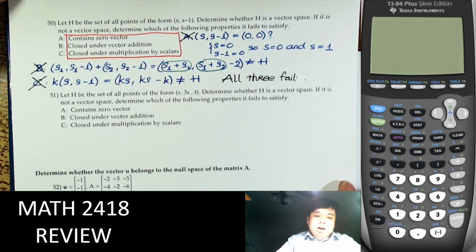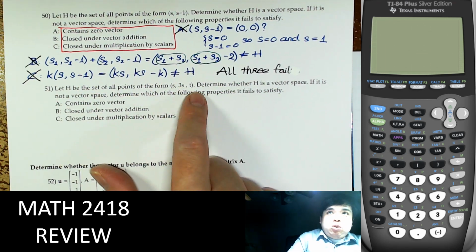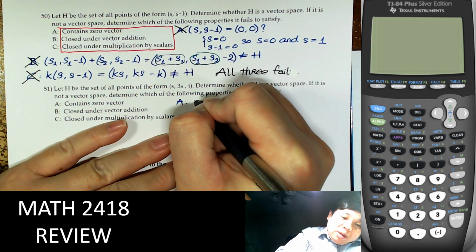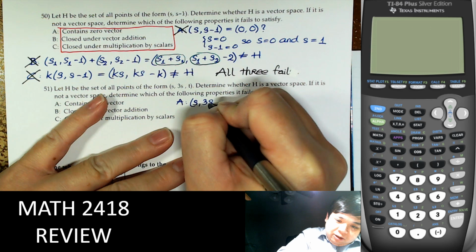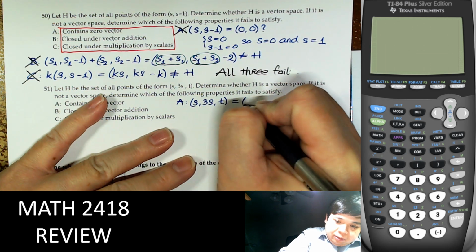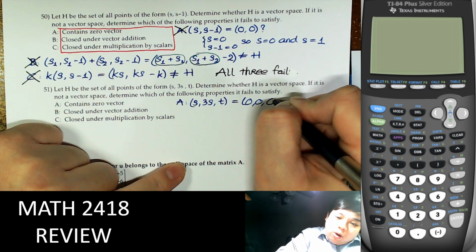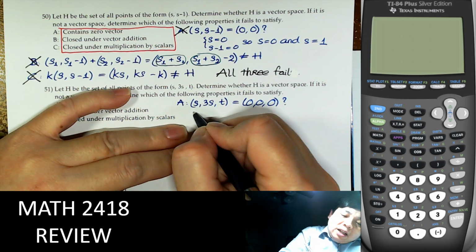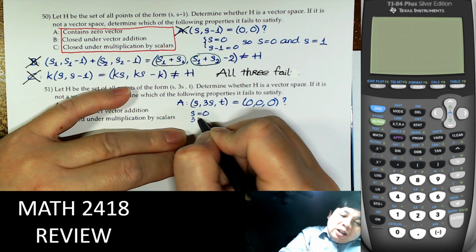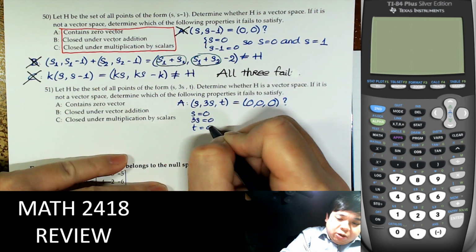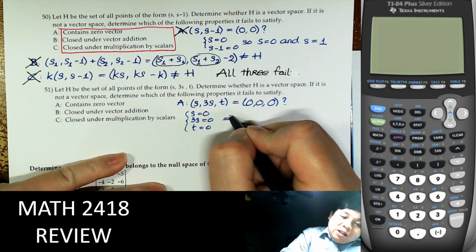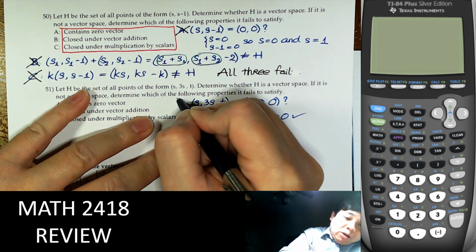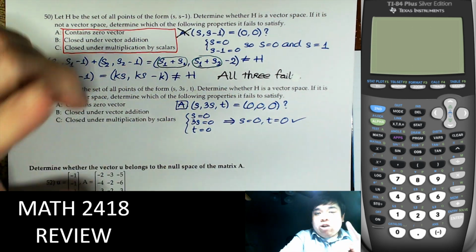Next, we do the same thing, but this time we have S, 3S, and T. So we check A. Can this be 0? The zero vector, this one has 3 components, so that's 0, 0, 0. Well, now, if this is 0, then S has to be 0, 3S has to be 0, and T has to be 0. Well, this just requires S to be 0 and T to be 0, which is good. So this property is satisfied. So that's good. The first one's okay.